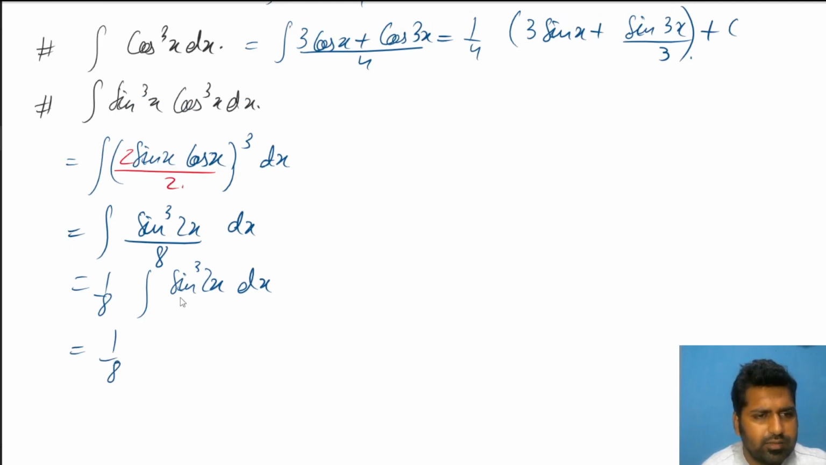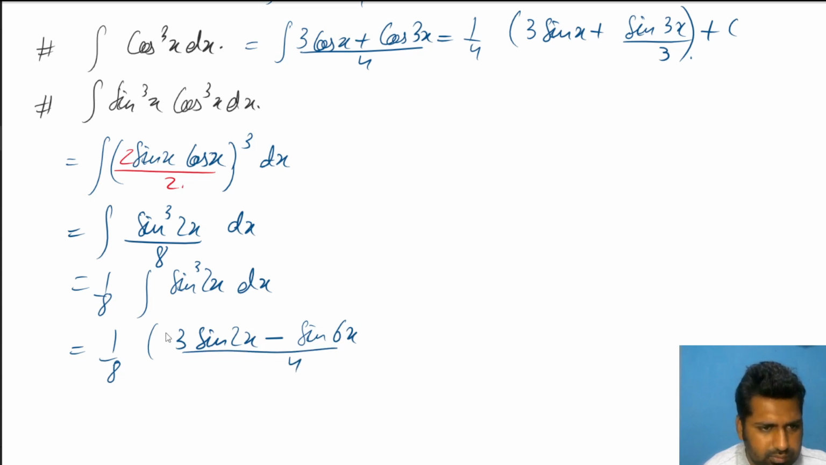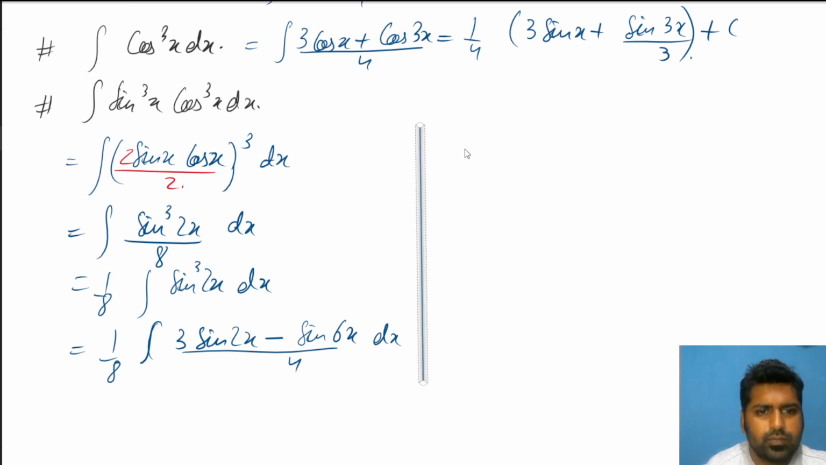So 1 by 8, if I use the same kind of result, it will be 3 sine, instead of x, 2x is used. So every time we are writing x, I'll write double of it. So 2x, minus then sine 3x, but here x itself is 2x. So 3 times of the angle basically: 3 sine of the angle minus sine of the triple angle. Triple angle is 6x, by 4. This is the integration that we have to do. So I'll write it here now.